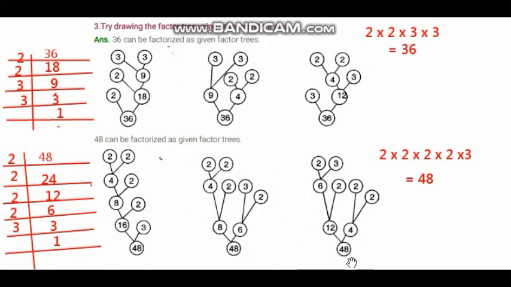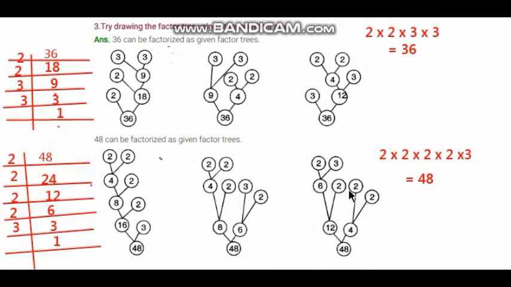And again 48 is factorized in another way. Here 12 is taken, that means these 3 taken. 3 2s are 6, 6 2s are 12 and this 4. 2 2s are 4. So 12 into 4. So 12 is again split into 6 2s are 12 and here 4 is 2 2s are 4.